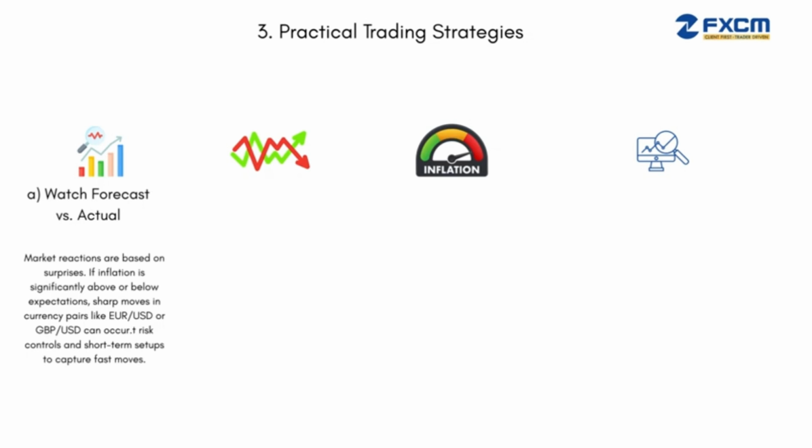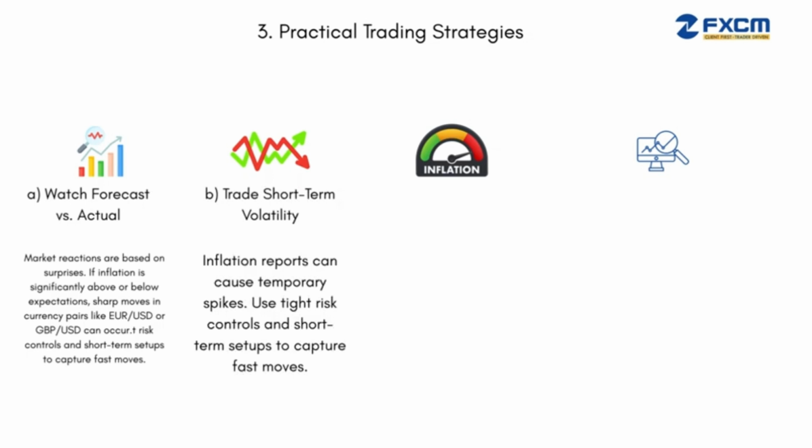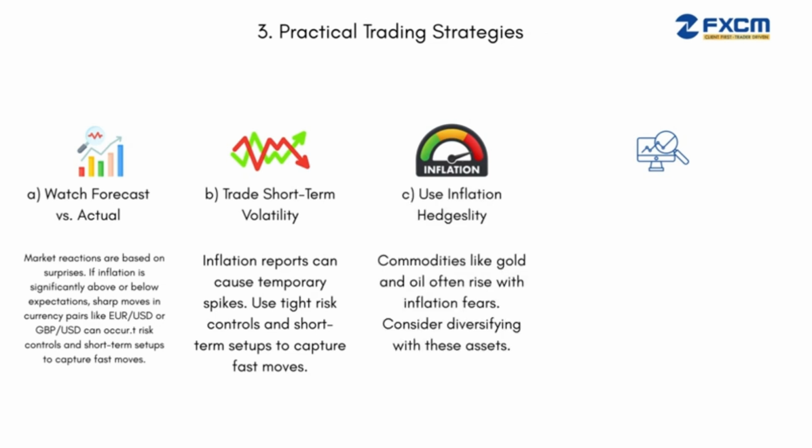B. Trade short-term volatility. Inflation reports can cause temporary spikes. Use tight risk controls and short-term setups to capture fast moves. C. Use inflation hedges. Commodities like gold and oil often rise with inflation fears. Consider diversifying with these assets.